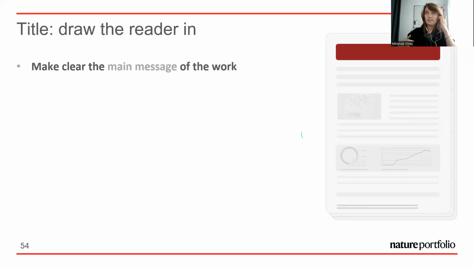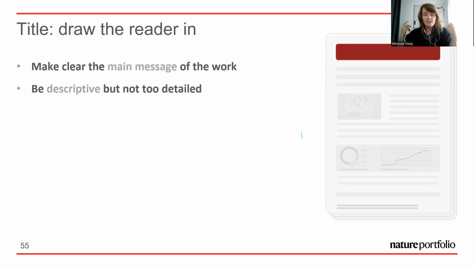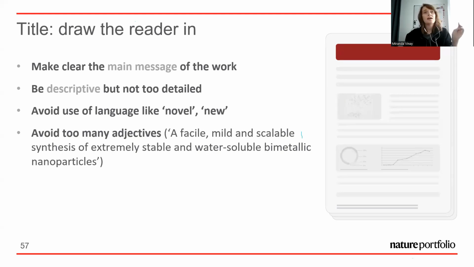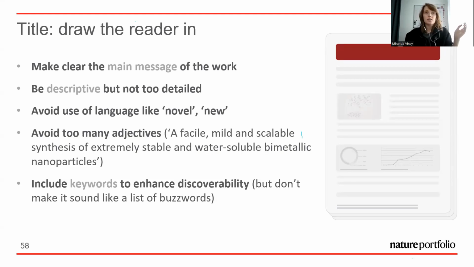It should make the significance clear. And in your title, you really want to, as best you can, convey the main message of the work, but not in too much detail, because that's what your abstract is for. You absolutely want to avoid hyperbole and too many adjectives, such as novel or new. And you also want to include keywords to enhance discoverability.